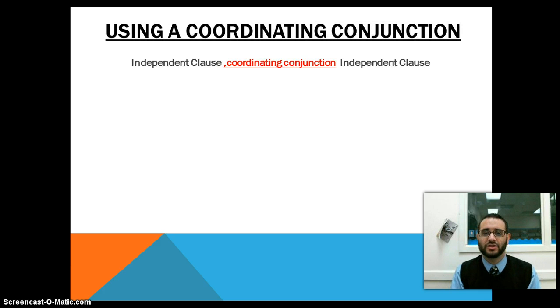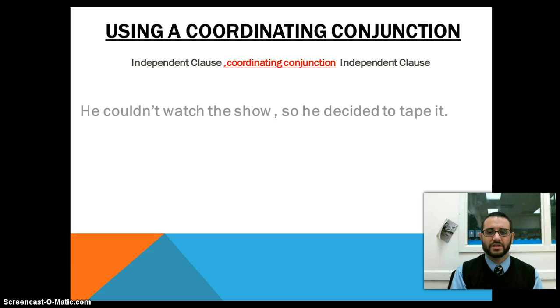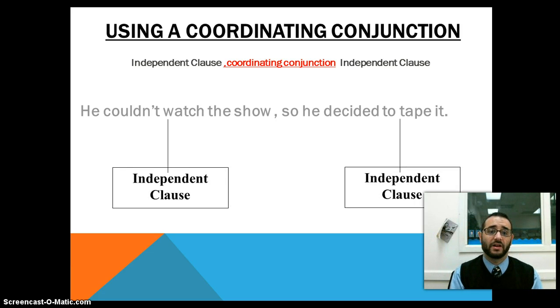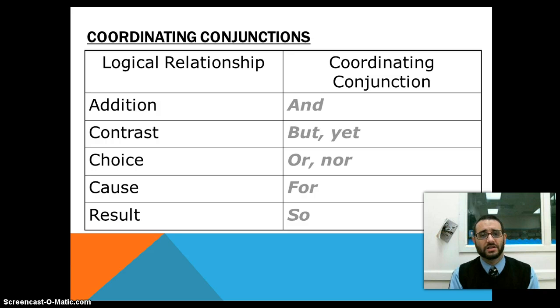Okay. And the idea is to use a coordinating conjunction. He couldn't watch the show, so he decided to tape it. "He couldn't watch the show" is independent. "He decided to tape it" is independent. So is your coordinating conjunction. Here are some examples of coordinating conjunctions. If you want to have addition, you use and, so if you're adding things to your sentence. If you want to show differences between the two independent clauses, you use but or yet. If you want to show a choice between the independent clauses, it's or, nor. Some sort of cause would be for, and some sort of result would be so.